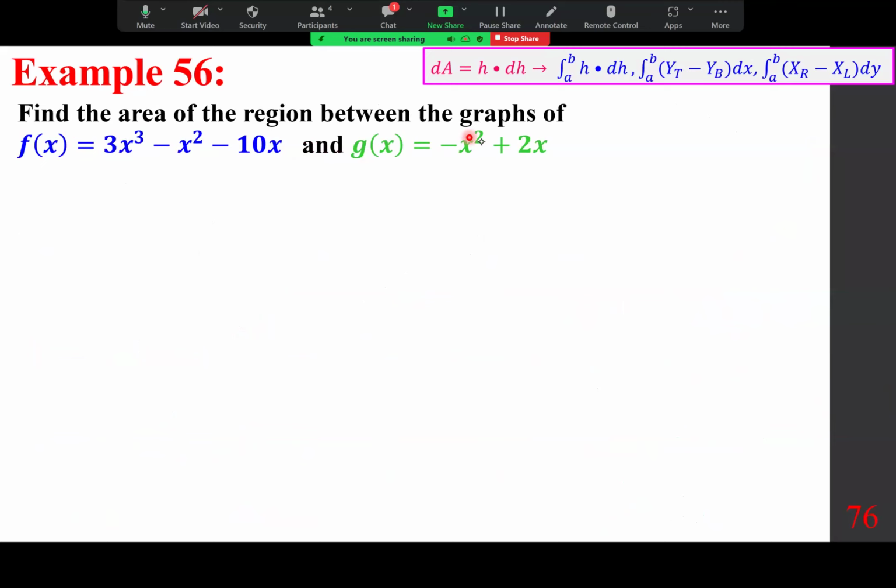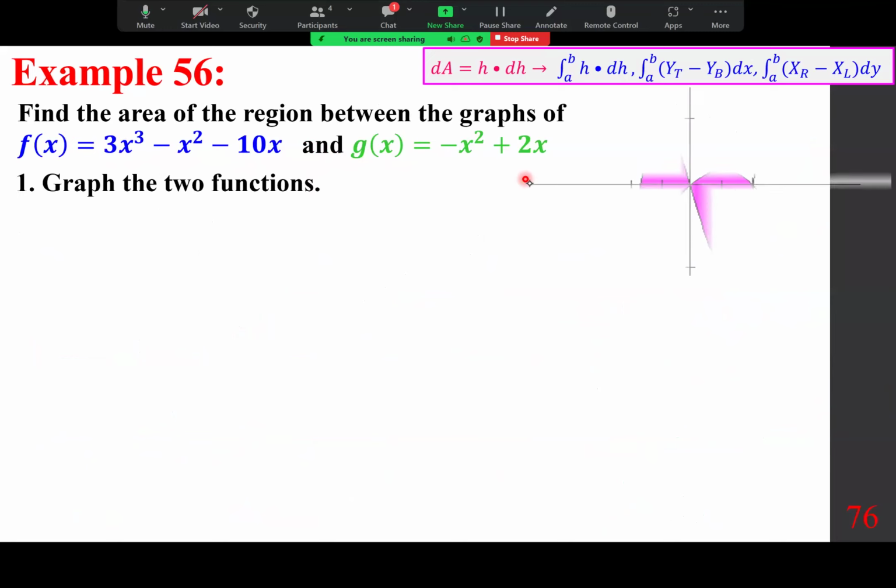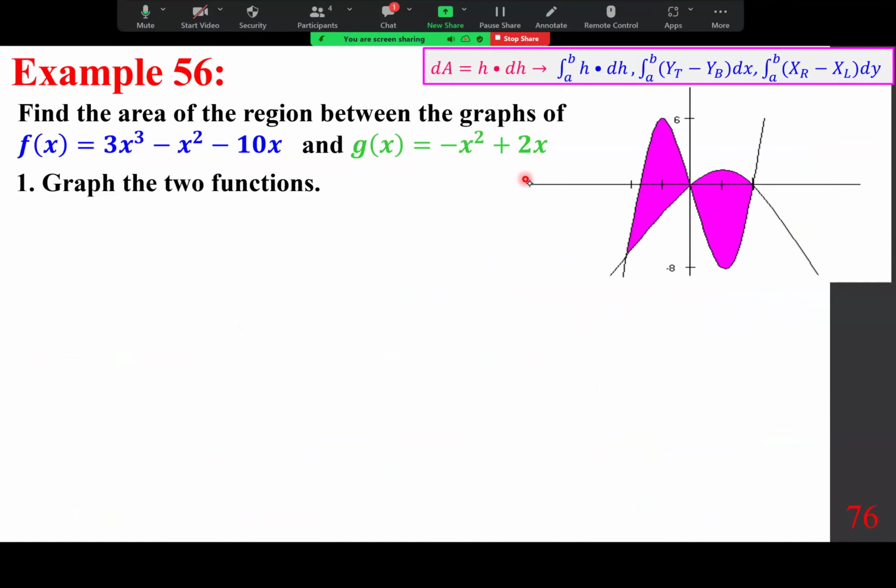Finally, find the area of the region between the graphs of f of x equals 3x cubed minus x squared minus 10x and g of x equals minus x squared plus 2x. And of course, the first thing is to graph. You can use even a calculator to graph it. And so we want the region that is involved by finding the points of intersection and the area in between.